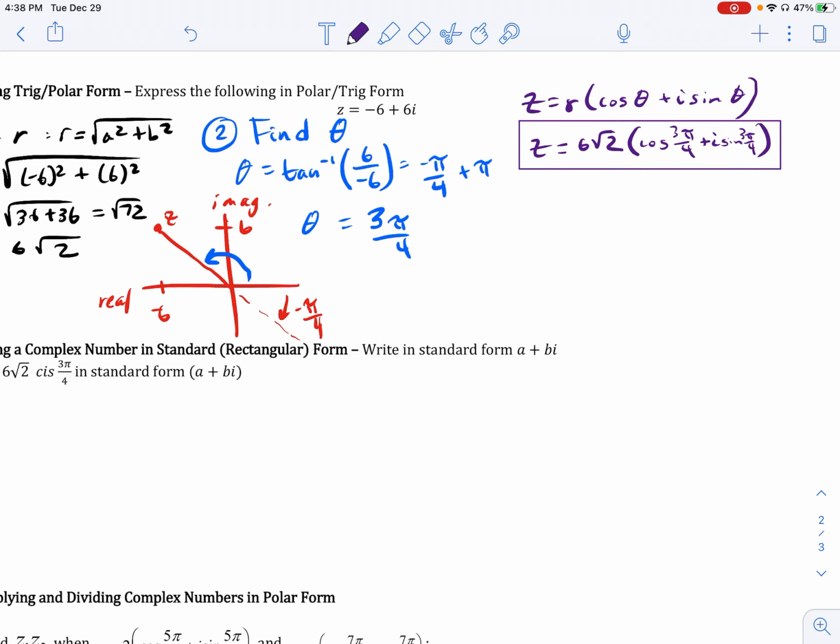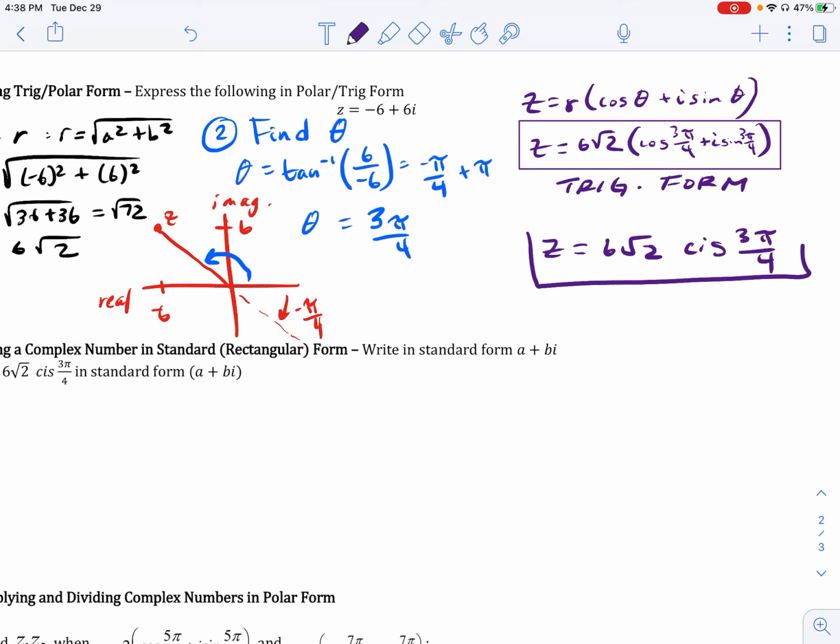All right, so we've got trig form here. And if you recall, I'm also okay with you writing this in abbreviated form. So if you had just written 6 root 2 cis 3 pi over 4, that totally would have been fine as well. Abbreviated form. That is valid.